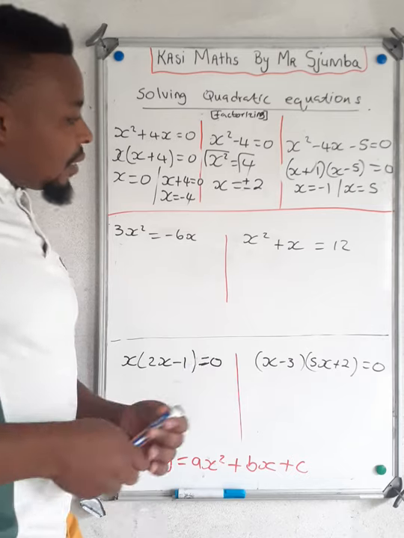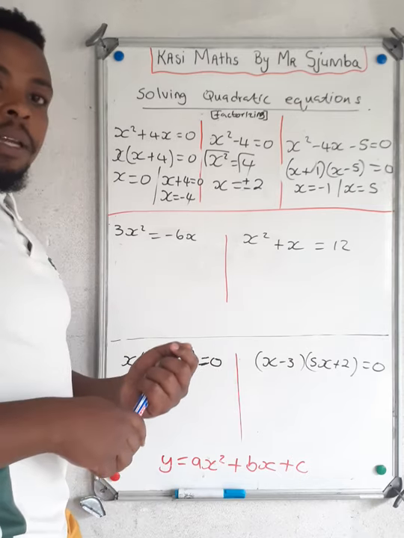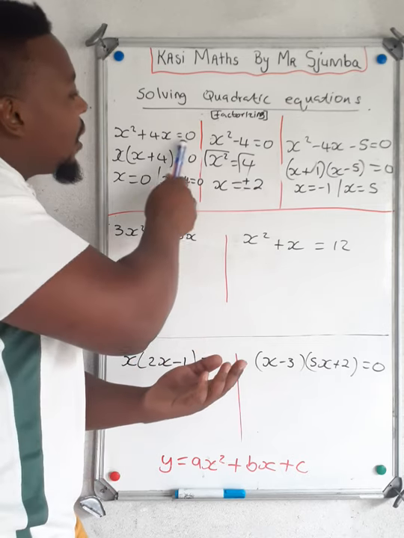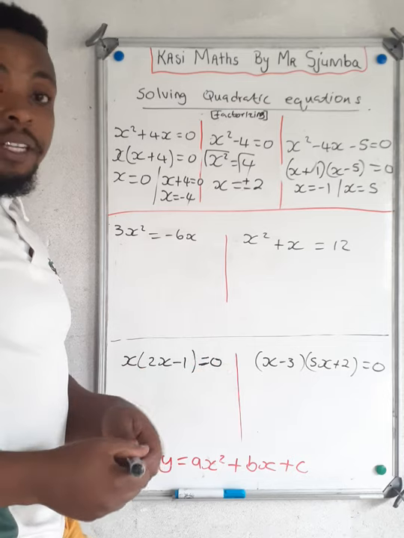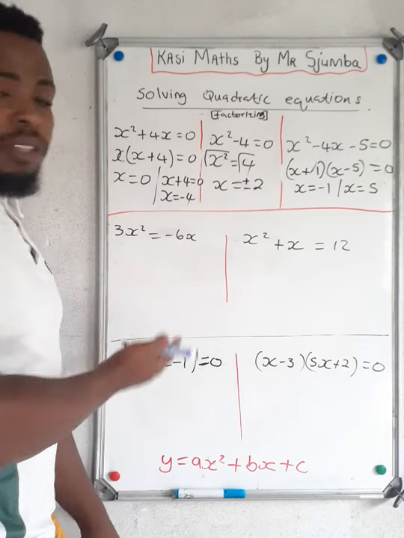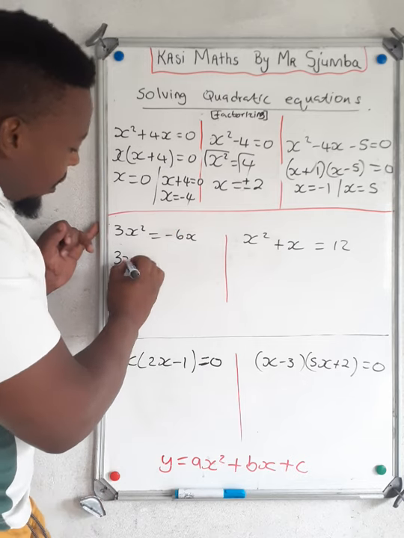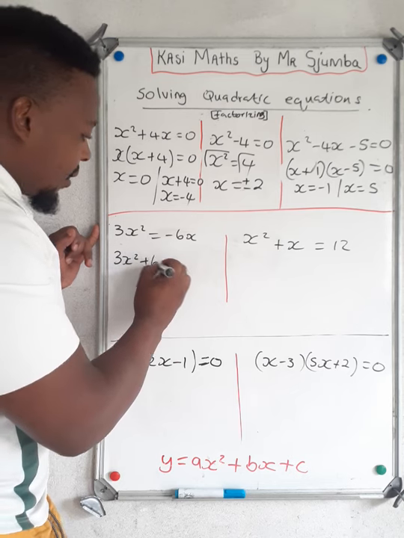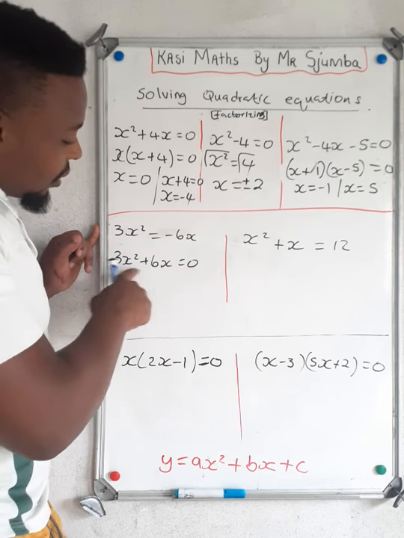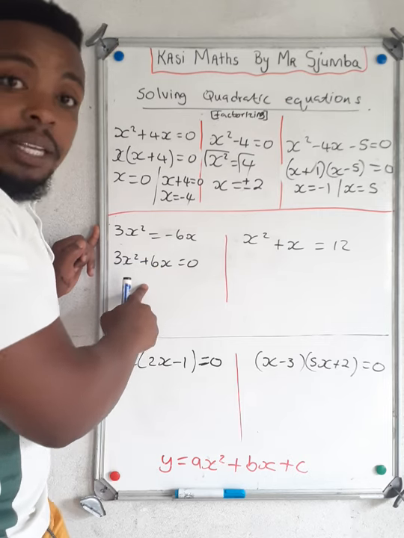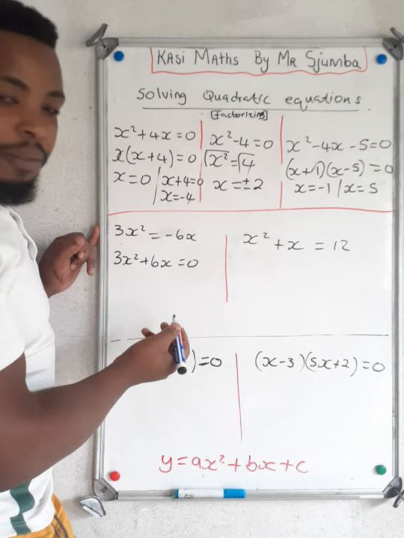Okay, when we solve a quadratic equation, the first thing we do is put the equation in standard form, equals to zero, because before you can even factorize it has to equal zero. So 3x squared plus 6x equals 0 is the standard form. Since I want a common factor, we just keep the common factor.